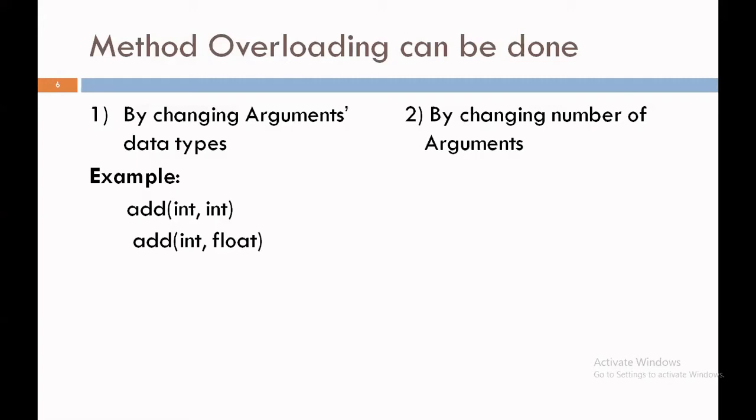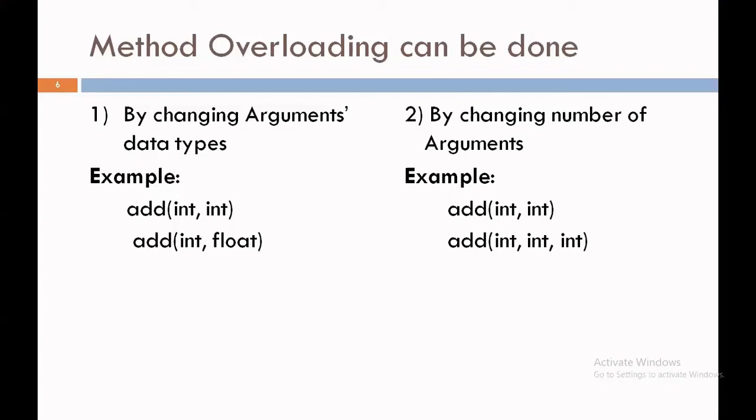The second way is by changing the number of arguments. For example, I have two methods. The methods have the same name, add, but different parameters. That means the first method has two parameters and the second method has three parameters. So using this way, we can also overload the method. So these are the ways of method overloading in Java.